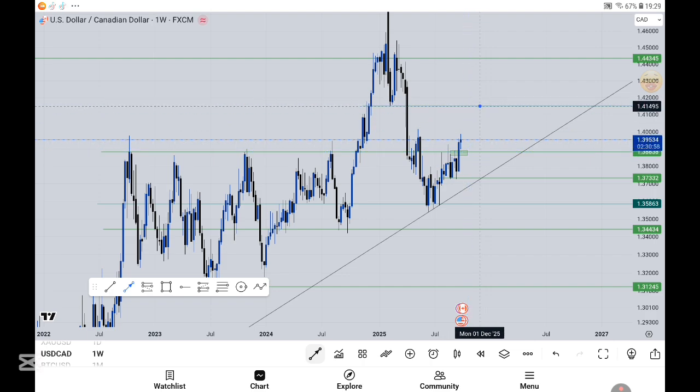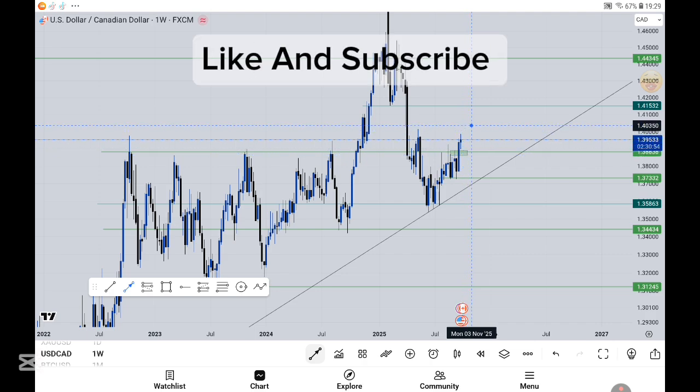These are our targets here. The market is supposed to come and retest here before we see a continuation to the upside, which is still active. So the analysis for last week is still very much active. We are still watching out for buys on USDCAD. We are still on the buy side for USDCAD.